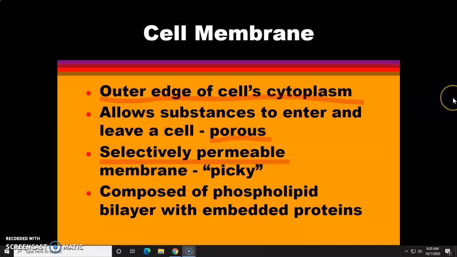Now, around the edge of the cell membrane, that's the outer edge of the cell cytoplasm, and it's porous, and it's what we call selectively permeable. It's kind of picky about what comes in and goes out. And believe it or not, we'll have a separate study next on the cell membrane. It has so much to do with how living things function. And it's composed of a phospholipid bilayer with embedded proteins.